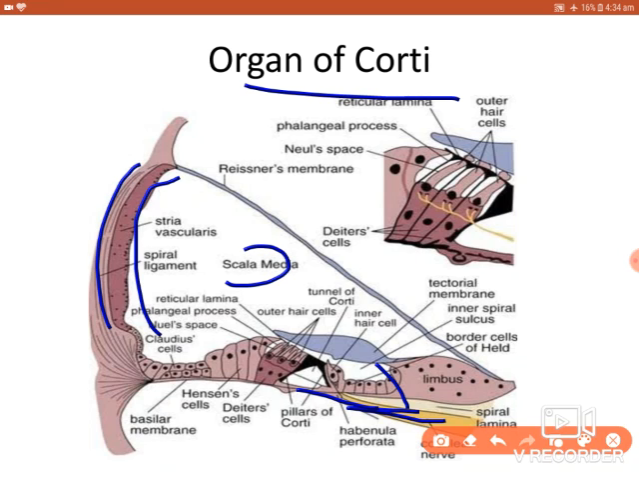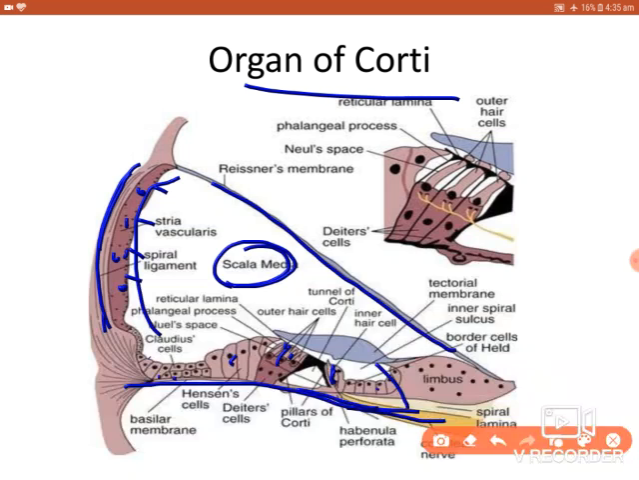This is the upper lateral wall. Here this is the Reissner's membrane, or the vestibular membrane. Here we have the basilar membrane, where you can see the inner hair cells, the outer hair cells, and these supporting cells. On the upper lateral wall you can see numerous squamous cells which secrete the endolymph. So scala media contains endolymph.